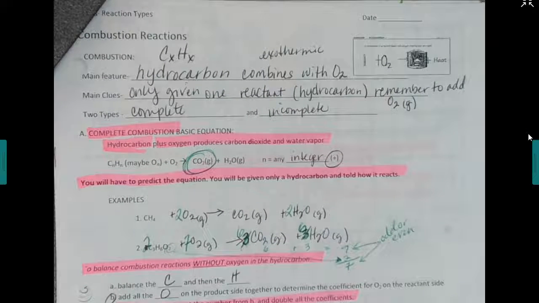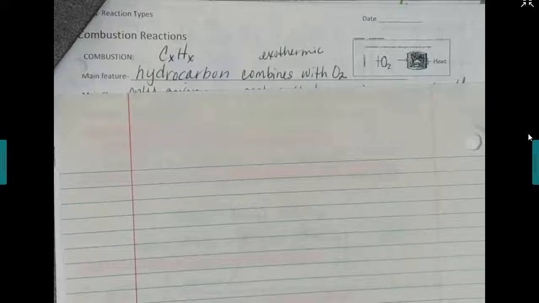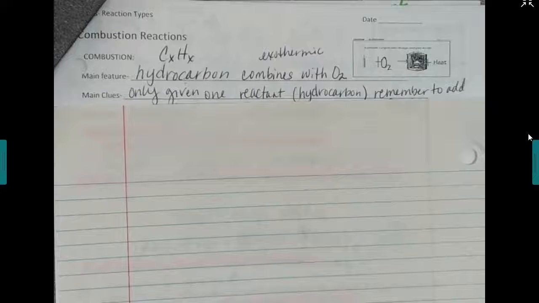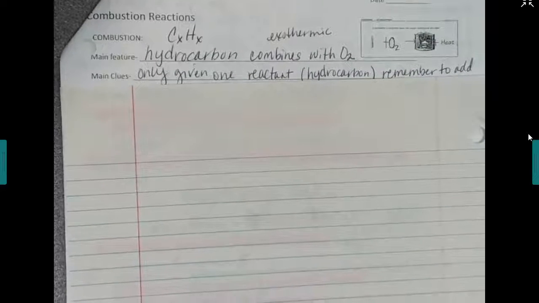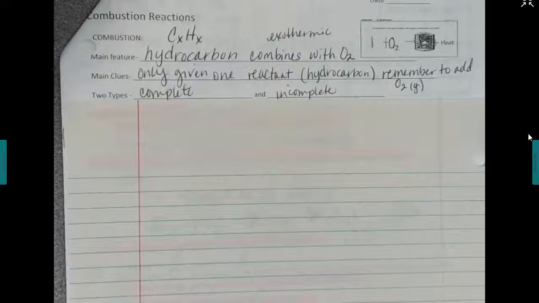Okay, so now we're going to learn types of reactions. The first type of reaction we learned was a combustion reaction. Remember, the main feature is that a hydrocarbon combines with oxygen. Main clues: we're only given one reactant, which is our hydrocarbon. We must remember to add the oxygen gas.